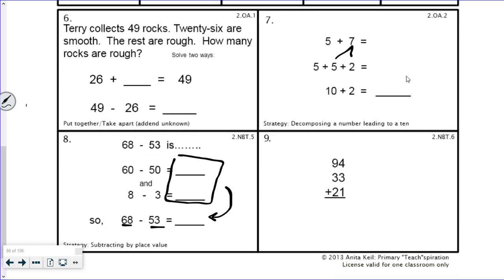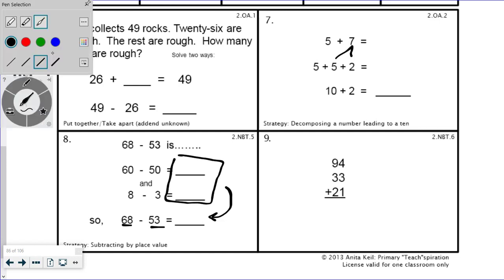Number 6, so Terry's got these 49 rocks, right? 26 are smooth, the rest are rough. So we're finding the difference between 26 and 49. So draw a quick picture of 49. And then we're going to take away 26.